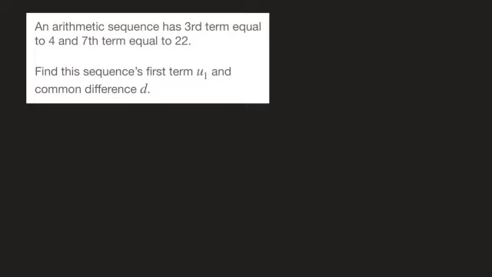First of all, I like making a clear note of what it is I need to find. So we need to find the first term u sub 1 and the common difference d of this arithmetic sequence. That's two unknowns, so we're therefore going to need two equations.